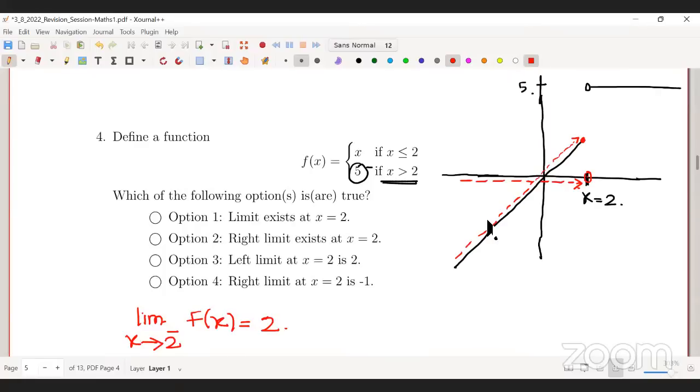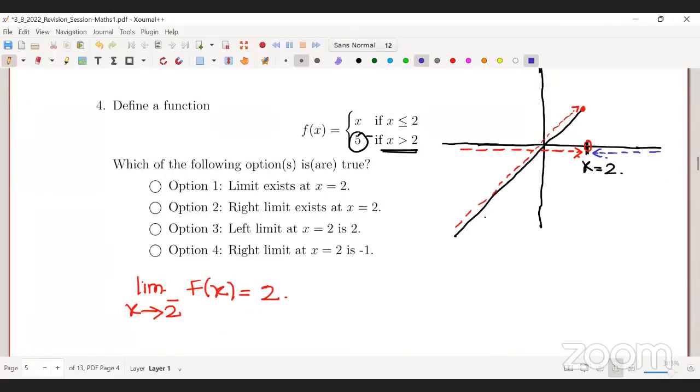Then what about the right hand limit? 5, correct. So again, when you are coming to 2 from the right hand side, the value of the function 5 will come closer, and basically it's 5 throughout all the points. So it's basically 5.